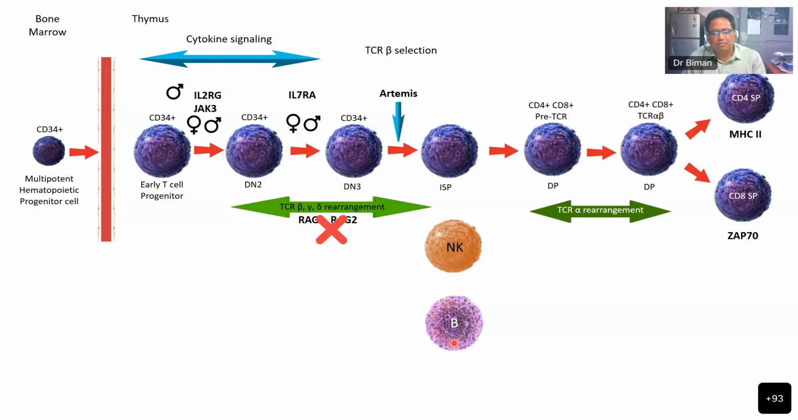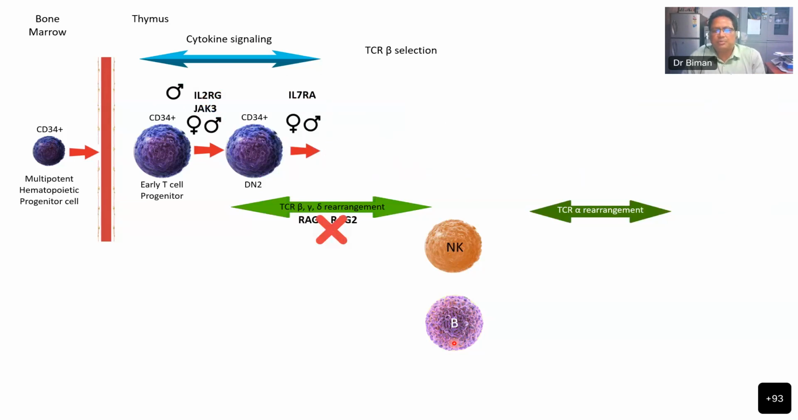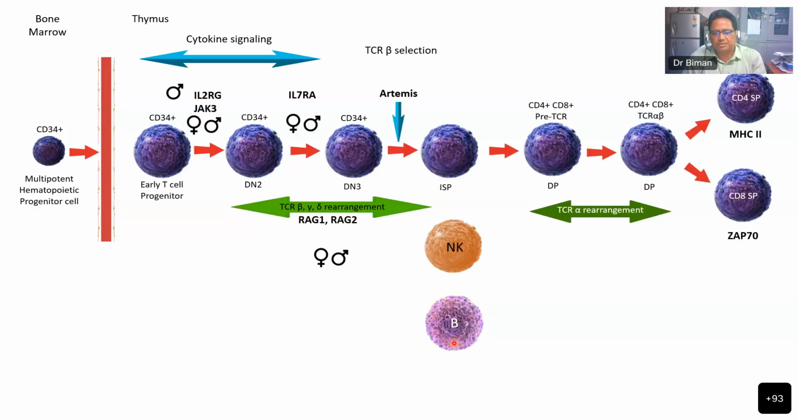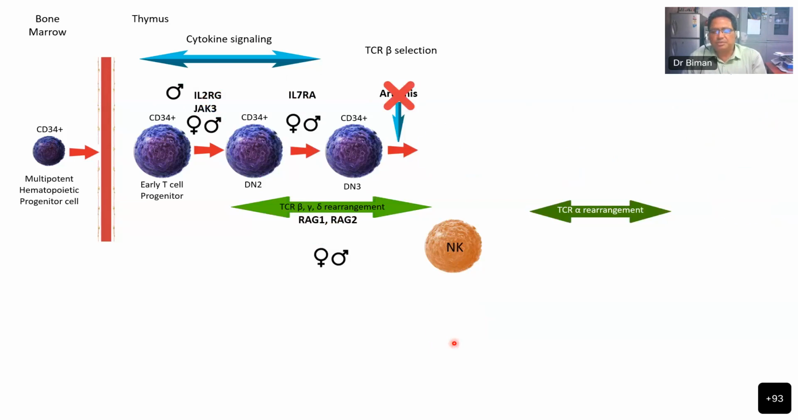And if there is a RAG1, RAG2 defect, again the same thing happens. The NK cells and B cells are spared, but there are no T cells. So with an Artemis defect, a similar kind of thing happens.